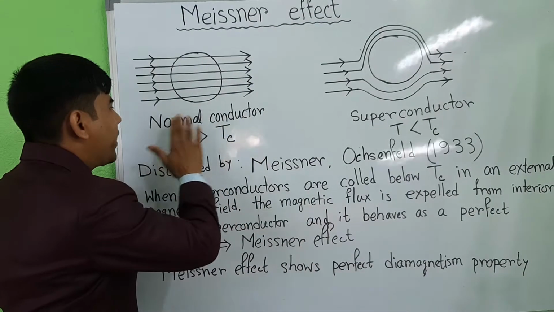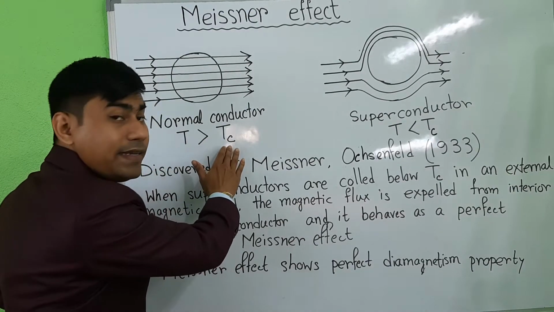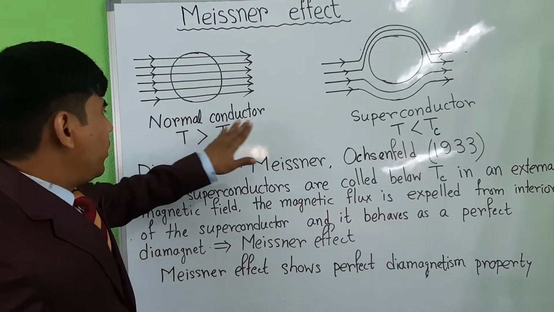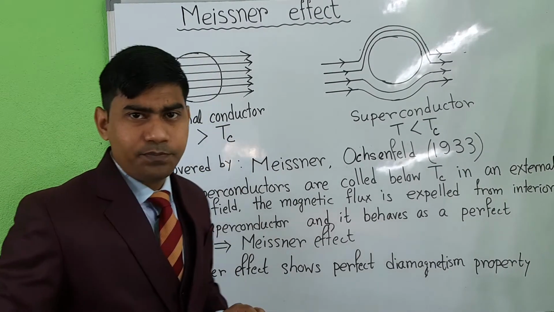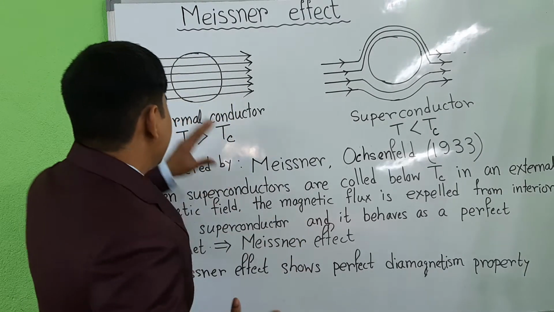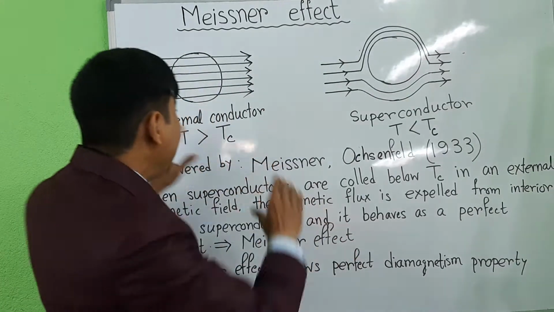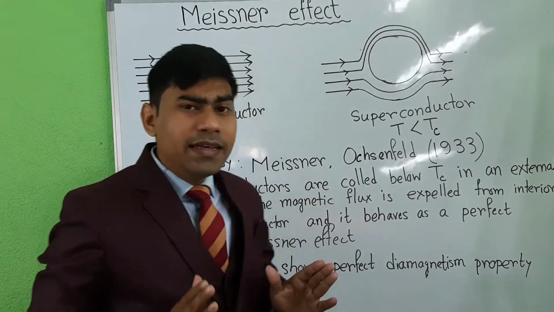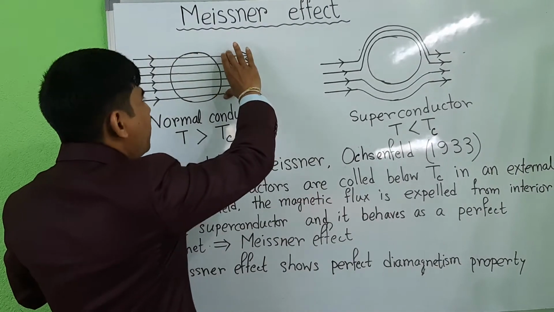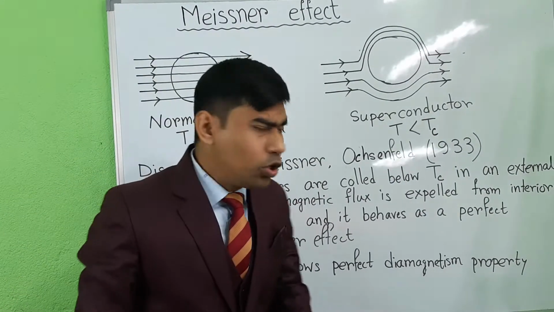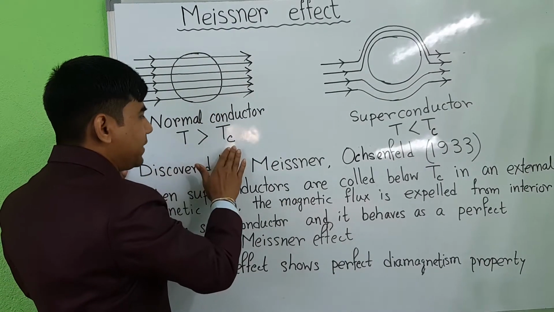When a normal conductor whose temperature is greater than critical temperature Tc is placed in an external magnetic field, it is observed that the magnetic flux, or the magnetic lines of force, enters into the material. That is, the magnetic lines of force penetrate into the material. So this is for a normal conductor, for temperature T greater than Tc.